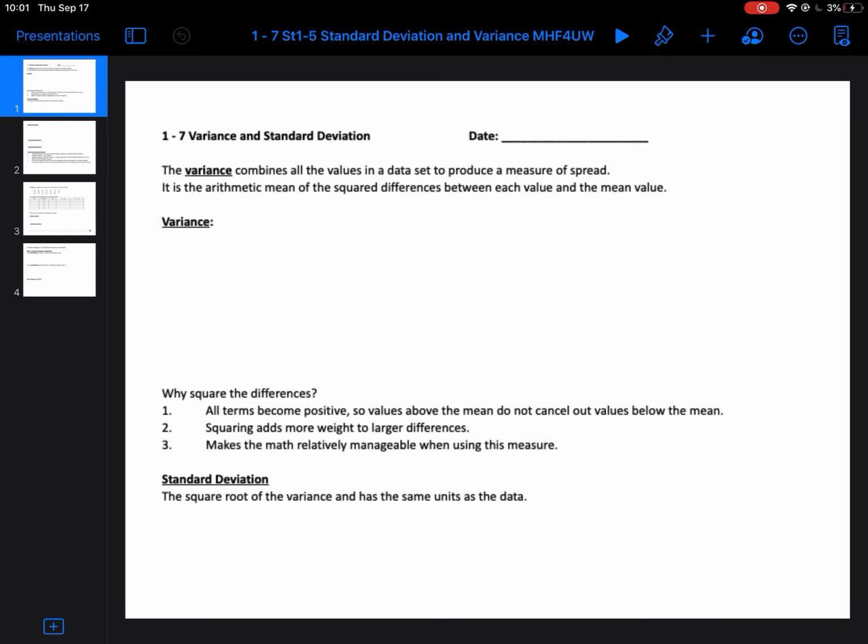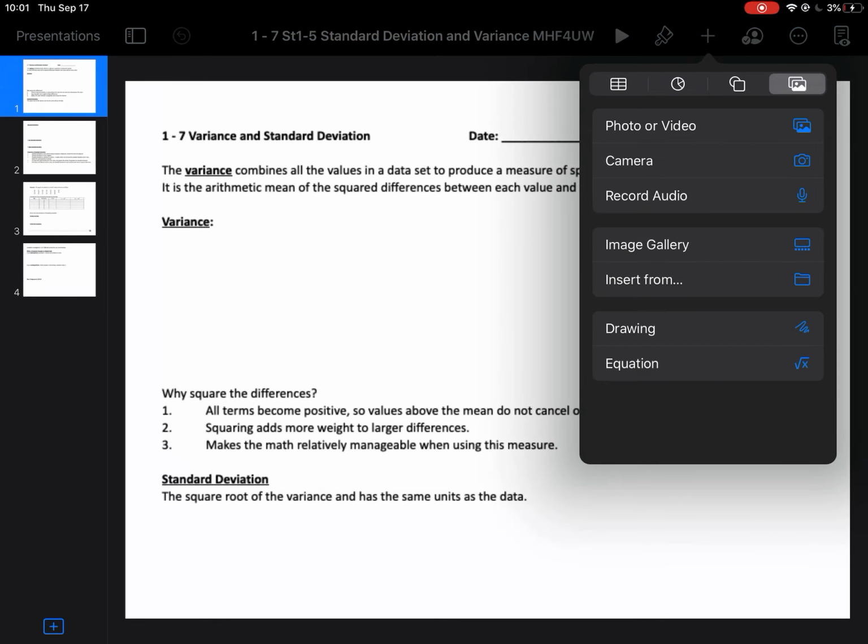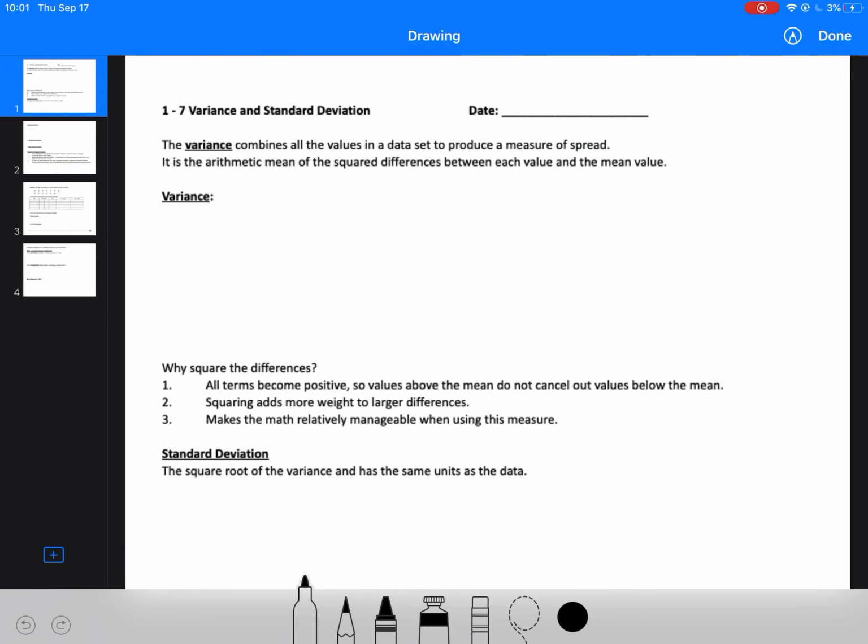A final way to measure data is to look at the standard deviation and the variance. So this is our 1.5, variance and standard deviation. What the variance does is combine all the values in a data set to produce a measure of spread. It's the arithmetic mean of the squared difference between each value and the mean value.